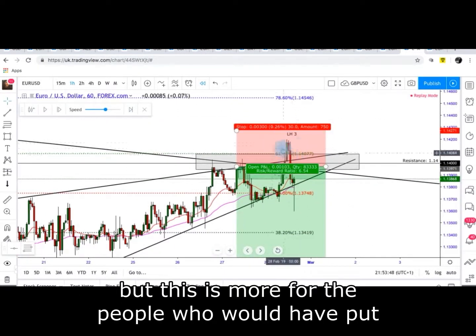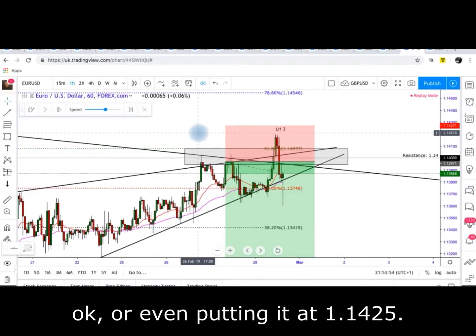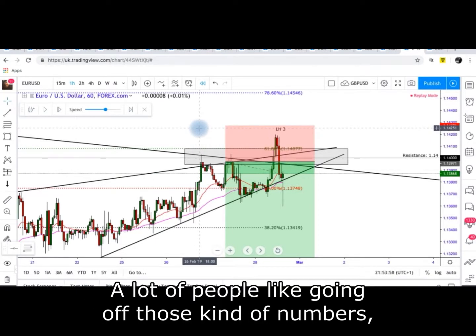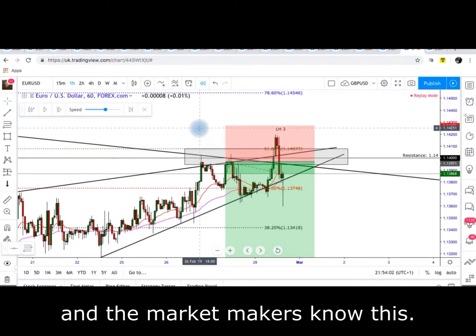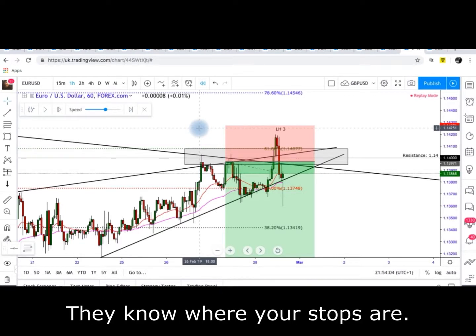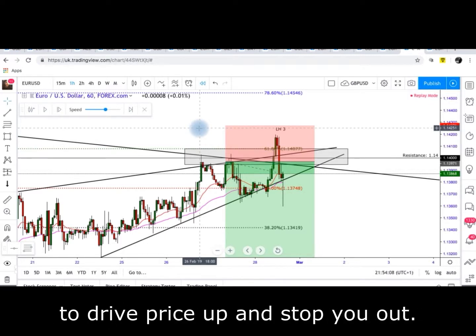But this is more for the people who would have put their stop loss only sort of 20 pips above the 114 zone, or even putting it at 114.25. A lot of people like going off those kind of numbers, the quarterly numbers, in which case you would have obviously been stopped out. And the market makers know this. They know where your stops are. So therefore it's in their best interest to drive price up and stop you out.